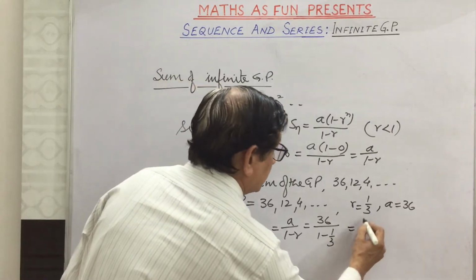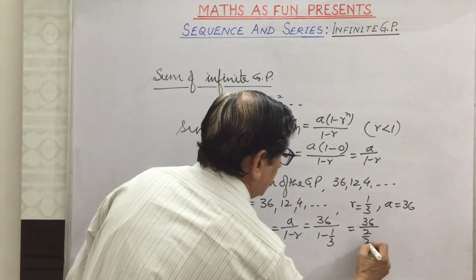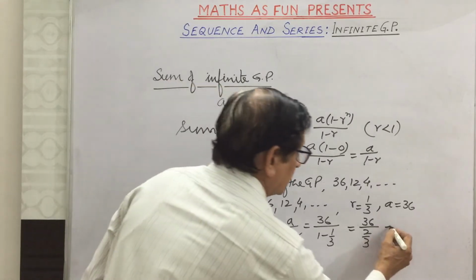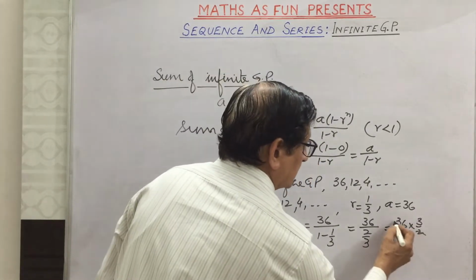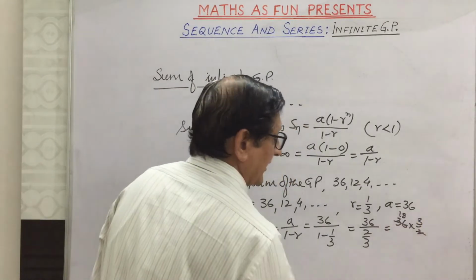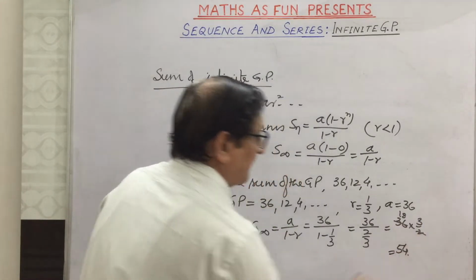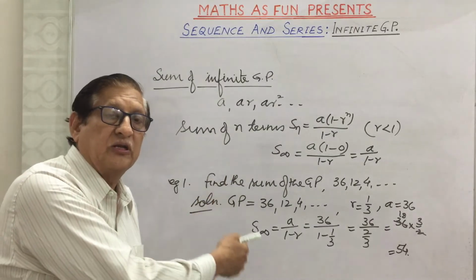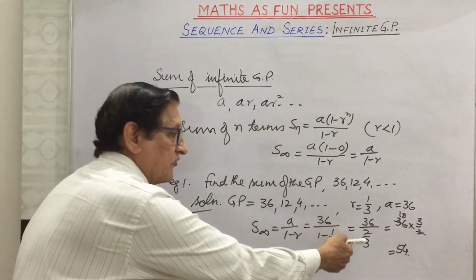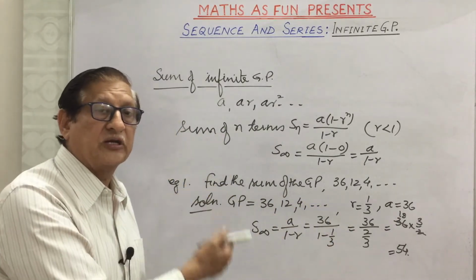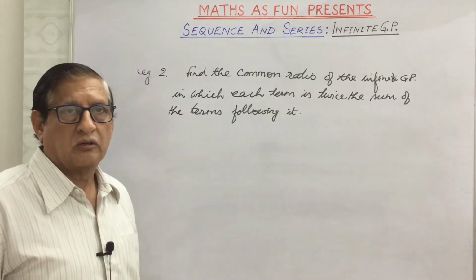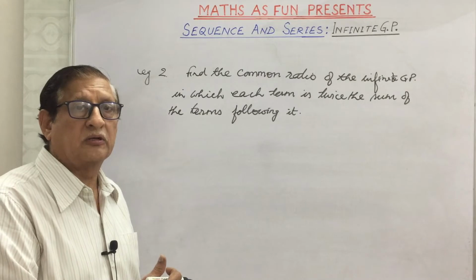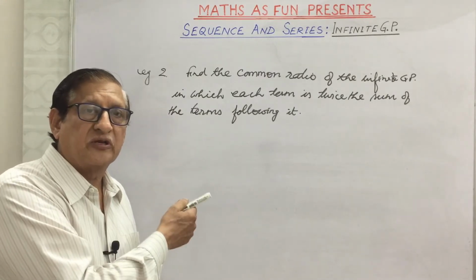We can write this as 36 upon 2 by 3, or we can write this as 36 into 3 by 2. This cancels, giving 18, and 18 times 3 is 54. So the sum of infinite terms of the GP is 54. Like this we can find the sum of an infinite GP. We discuss one more example on the sum of infinite GP.